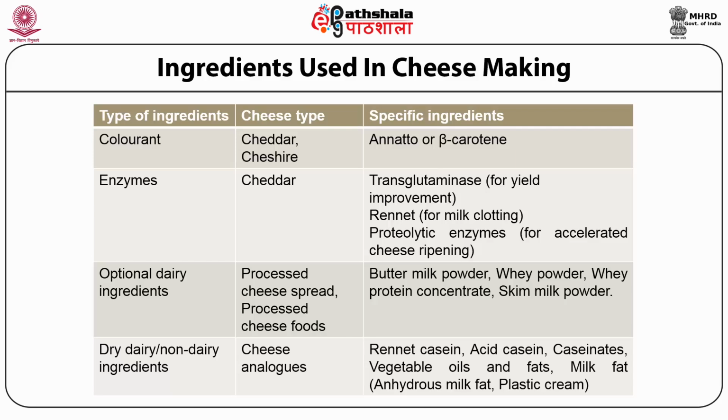And the last ingredient we discuss is dry dairy or non-dairy ingredients, which are highly used in manufacture of cheese analogues. Cheese analogues are cheeses which mimic the original cheese variety intended to be mimicked, but are made usually using dry ingredients, vegetable oils, and maybe vegetable protein sources, and finally made into cheese which will have the same functionalities as that which we are trying to mimic. In this case, the ingredients used are rennet casein, acid casein, caseinates, vegetable oils and fats, and even milk fat such as anhydrous milk fat and plastic cream.